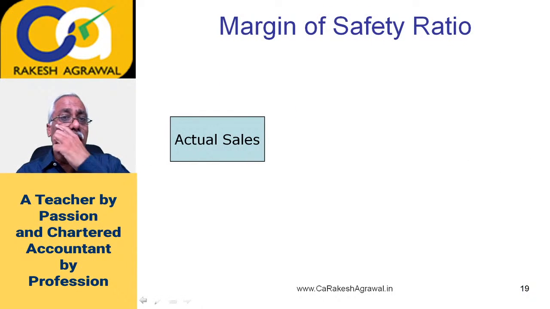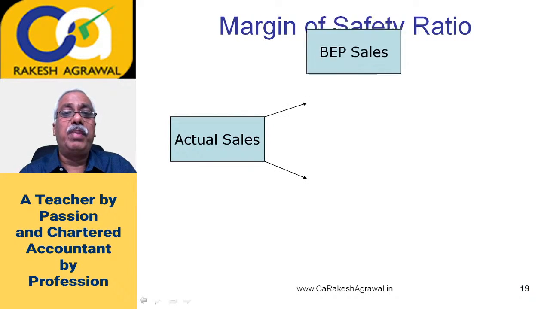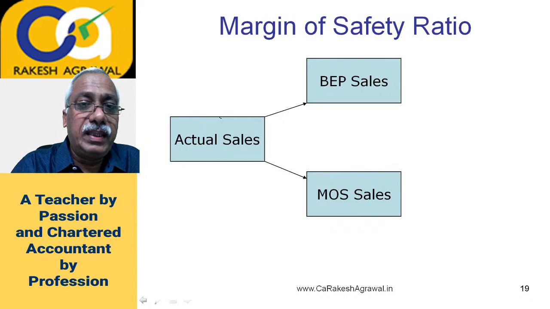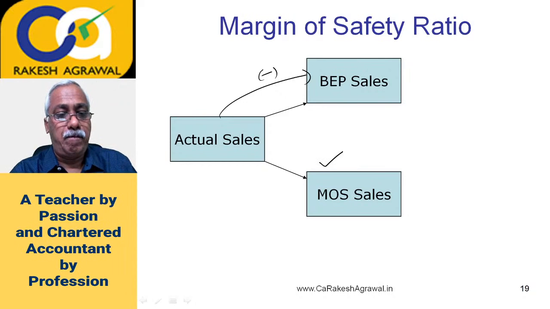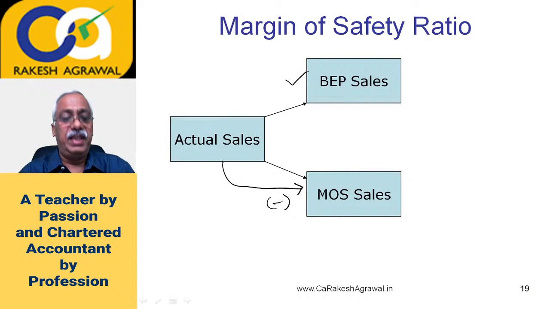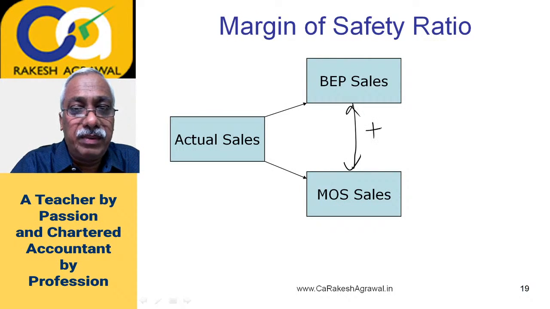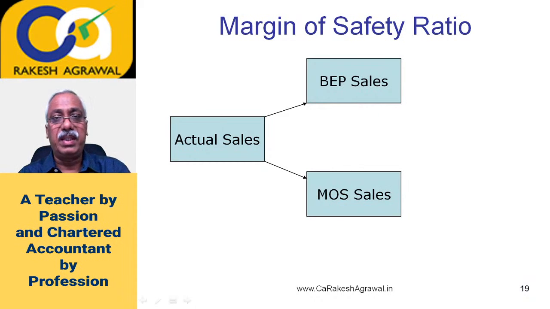Now, the margin of safety ratio I will explain using something else. Actual sales will divide into two parts, BEP sales and margin of safety sales. See, actual sales minus BEP sales is equal to margin of safety sales. Similarly, actual sales minus margin of safety sales is equal to BEP sales, and BEP sales plus margin of safety sales is equal to actual sales. So actual sales can be split in two parts. One part is BEP sales, another part is margin of safety sales.